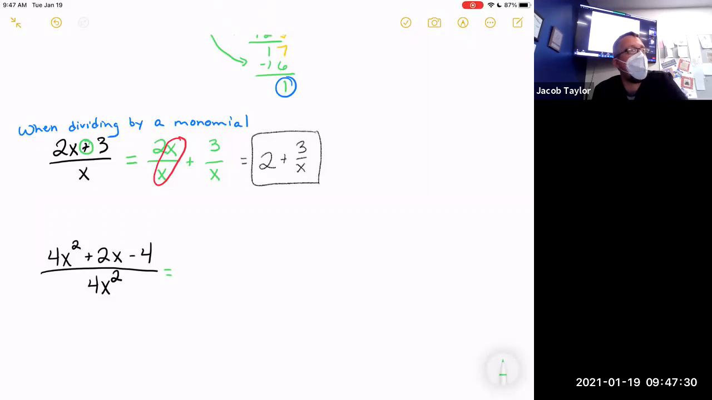Very good. I'm going to separate this into 3 different fractions. 3 because it is a trinomial now. You are so right, but we got to be careful.